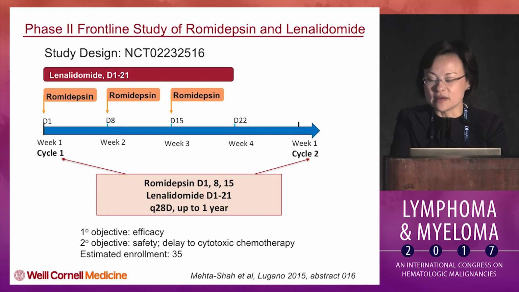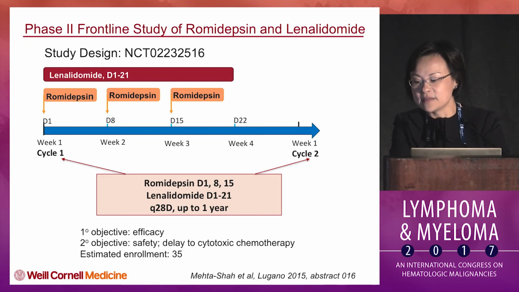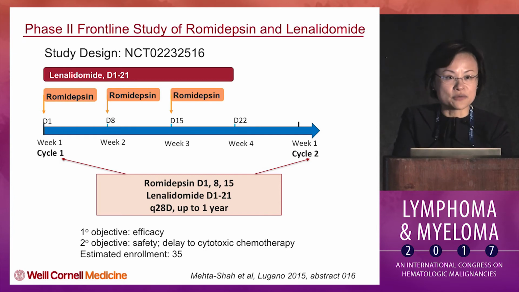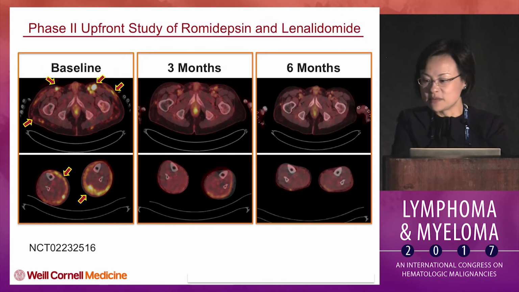So this time it is in the frontline setting, and lenalidomide was provided at full dose, 25 milligram daily for 3 weeks with 1 week off, and Romidepsin was a weekly dose with a ramp-up schedule starting at 7 milligram per meter square. The primary objective is to study efficacy, and a secondary objective is to study safety and delay to cytotoxic chemotherapy. It is currently conducted out of Northwestern, and we're part of the study consortium. I just want to share some of our treatment experience with that particular frontline non-chemotherapy-based combination.